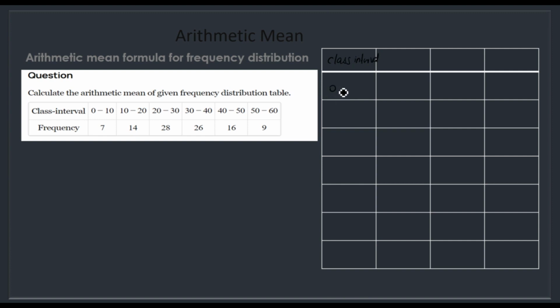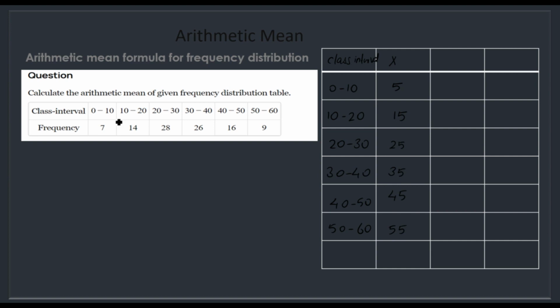The class intervals go like 0 to 10. When the question is given with class intervals, we only have the class interval values. So we want to calculate the mid value, that is our x. The mid value is 0 plus 10 by 2, so 5 is the mid value. 10 plus 20 by 2, so 15 is the mid value. Here 25 is the mid value, 35, 45 and 55. Now we get the x values.